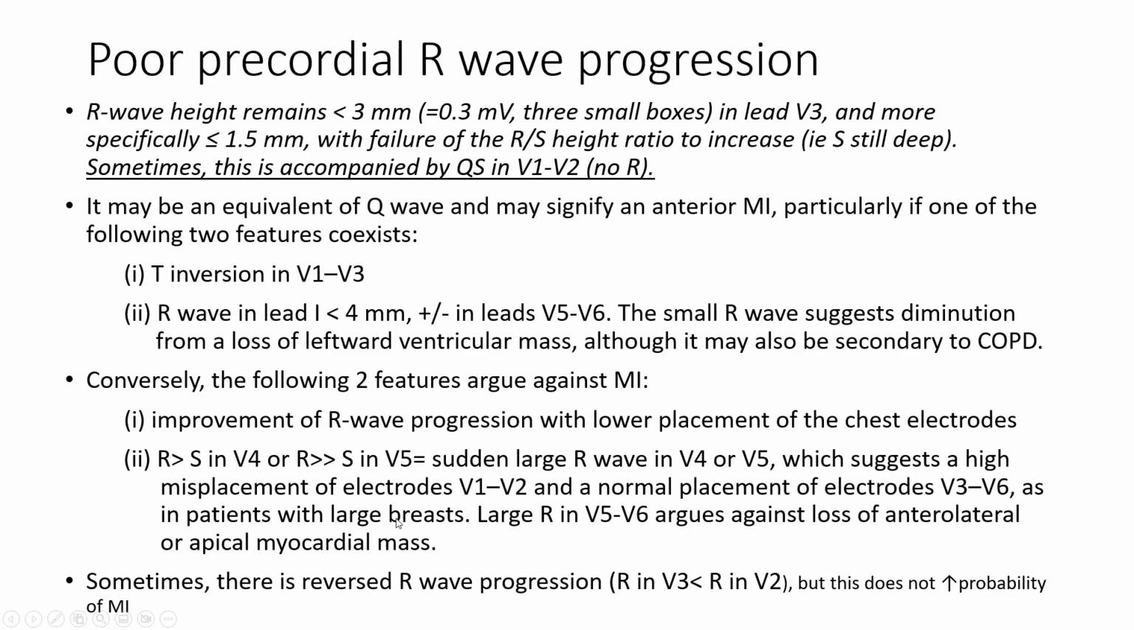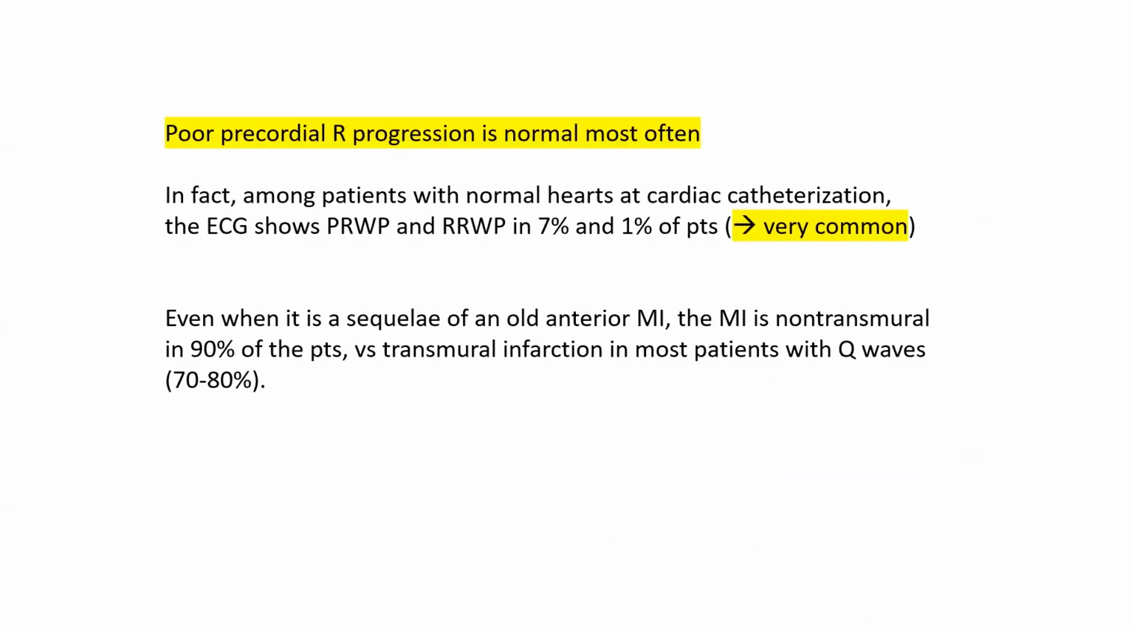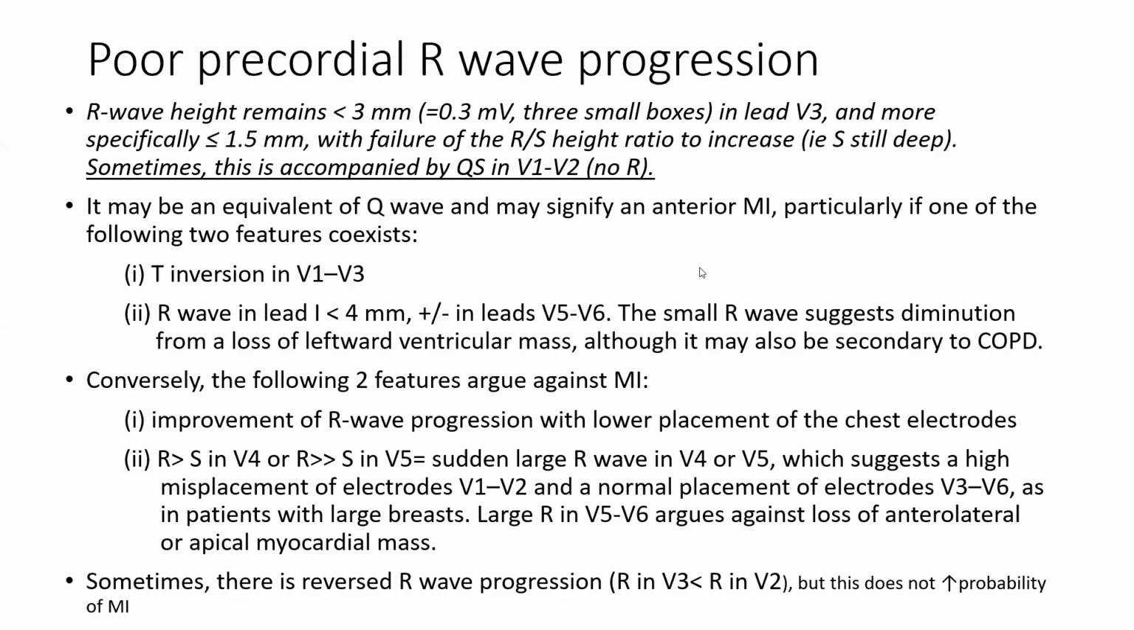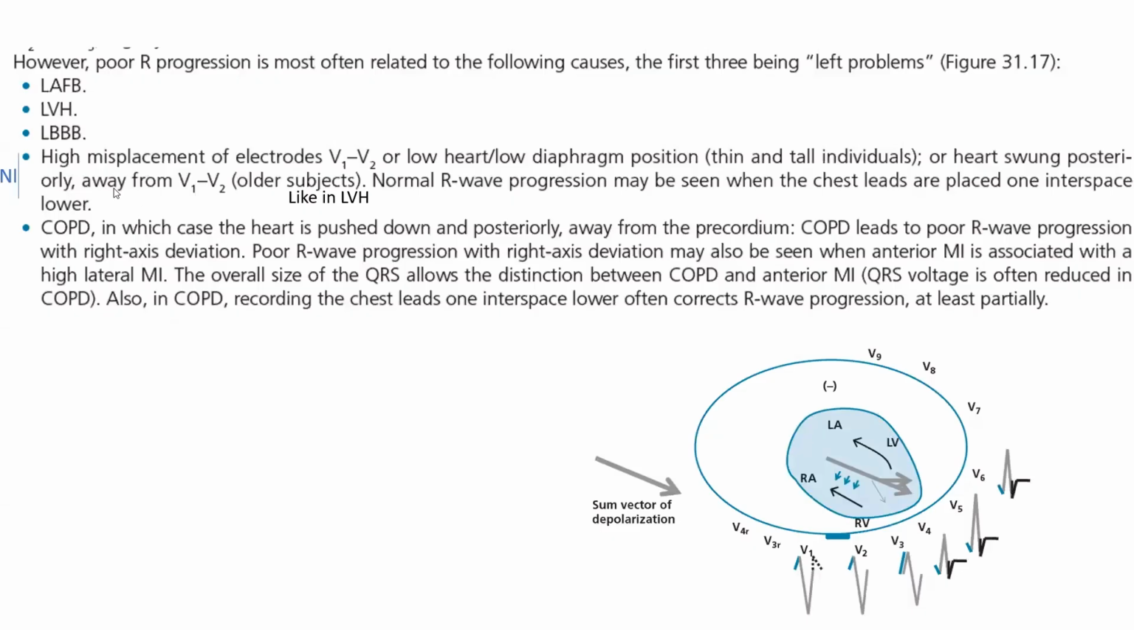Know the features that argue against it, especially that abrupt, sudden transition in V4 or V5 with an R significantly bigger than S. Now be careful. Having abrupt transition in V4 or V5 argues against MI, but not having it does not mean MI. You can have poor R wave all the way to V5 or even V6, and this does not mean MI. Poor R wave all the way to V5 or V6 with no transition to big R may be seen with many other causes, like left anterior fascicular block, LVH, left bundle branch block, or lung disease, all of which cause the heart axis to be swung posteriorly away from those precordial leads, which will cause poor R wave progression in those leads, sometimes even all the way toward V6.